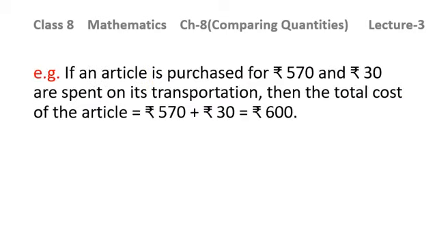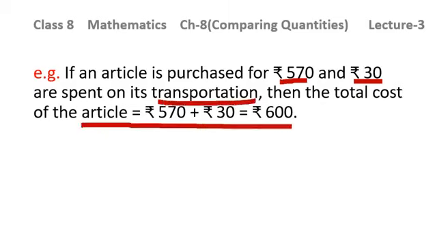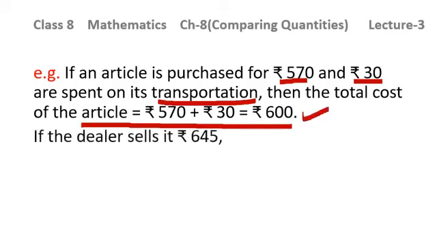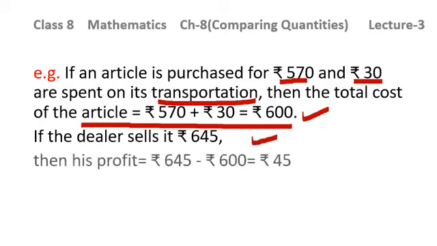Now, for example, if an article is purchased for rupees 570 and rupees 30 are spent on its transportation, then the total cost of the article will be this. The 30 rupees were spent on the transportation, and 570 was the actual cost price of the article. So now the cost price will be 600. If the dealer sells it for rupees 645, so SP here is 645, then the profit will be, as SP is greater than CP, 645 minus 600, which gives you 45 rupees.